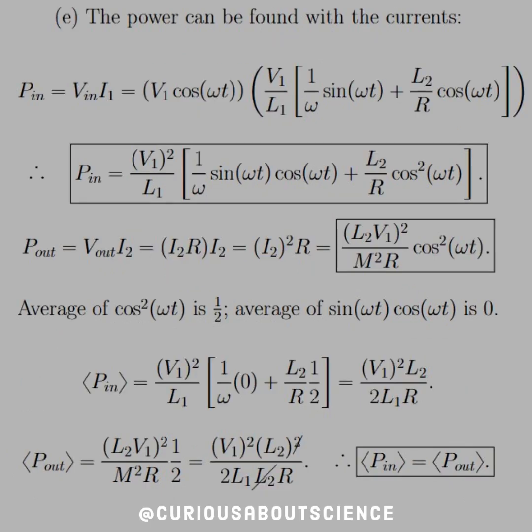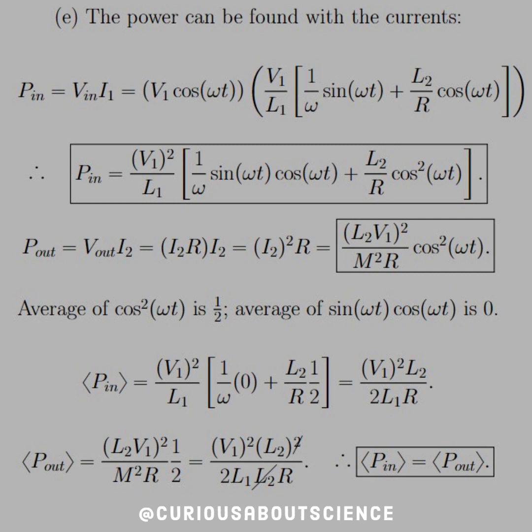All right, last but not least, part E. The power can be found from the current using P = IV, or P in is equal to V in I1. Okay, so we know what V in is, and we know what I1 is, and we got a lot of simplifying that can be done. We have a factor of V1 in both, so we get V1 squared over L1, and you see we get a cosine sine, cosine, and cosine squared. Ugh, gross. And then P out is equal to V out I2, which is the easiest one we've seen, except now we have the I2 squared, so be careful. The R's cancel from the I squared term, so you get L2 squared V1 squared over M squared R cosine squared.